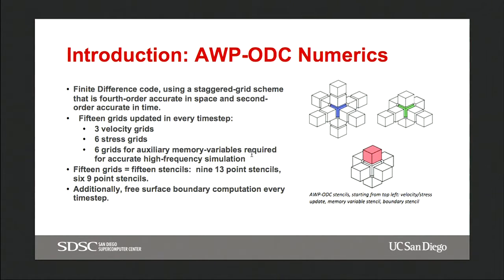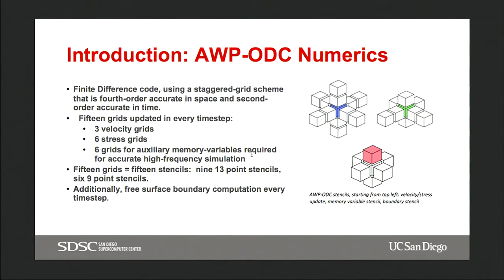OK, so here are the numerics. It's a finite difference code, uses a staggered grid scheme. It's fourth order accurate in space and second order accurate in time. There are quite a few grids going on here. So we've got 15 grids that are written to at each time step, plus an 11 additional read-only grids. And we've got a couple of different stencils.